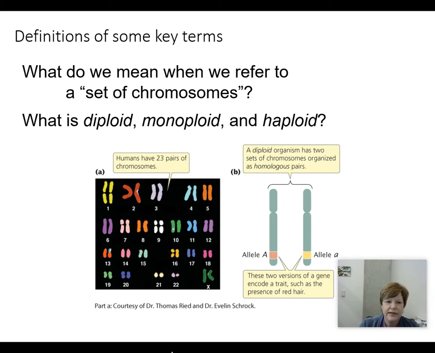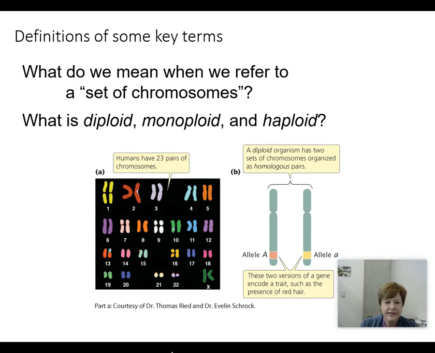Now, there are a couple of terms that we use that you may be familiar with. In the middle of this slide, you can see these words: diploid, monoploid, and haploid. These words: di means 2, mono means 1, ha means half. And what these prefixes are attached to is this root word ploidy.